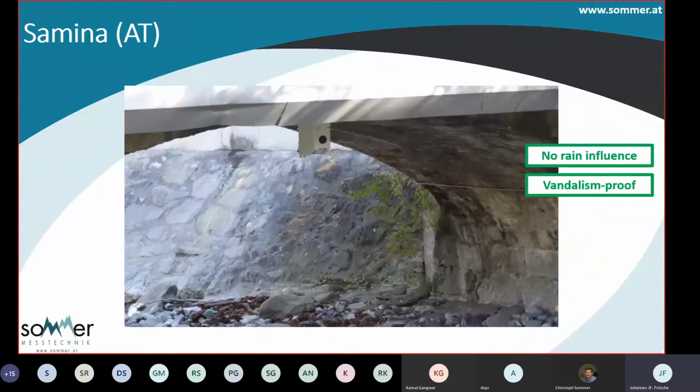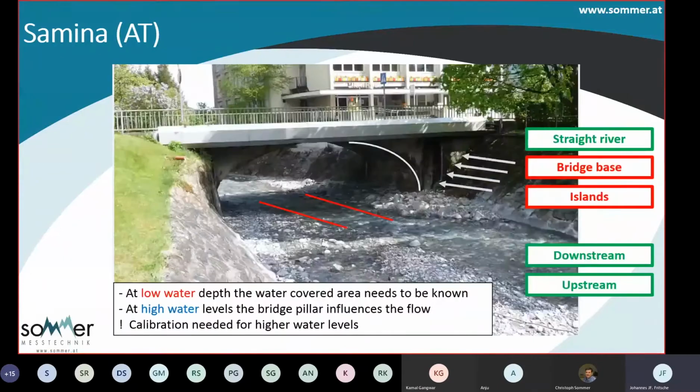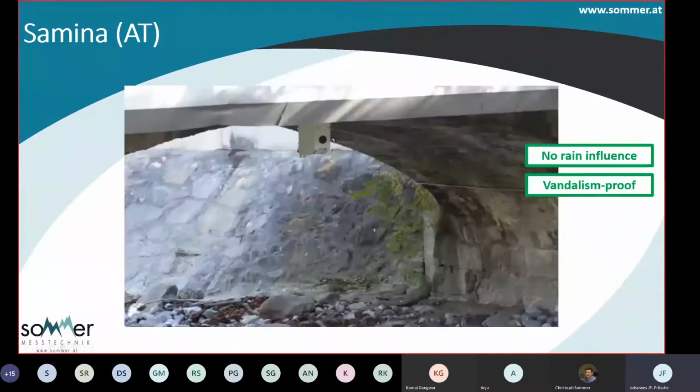Here is a close-up of the sensor of this bridge. It's mounted underneath the bridge here, and you can see the sensor is looking here downstream of the river in the center.